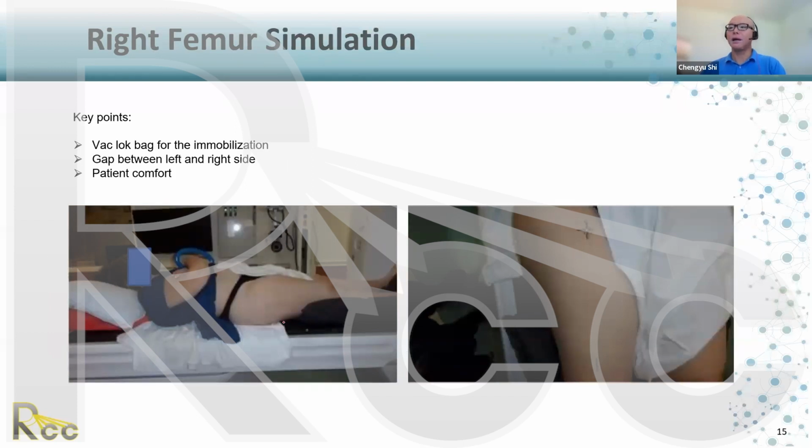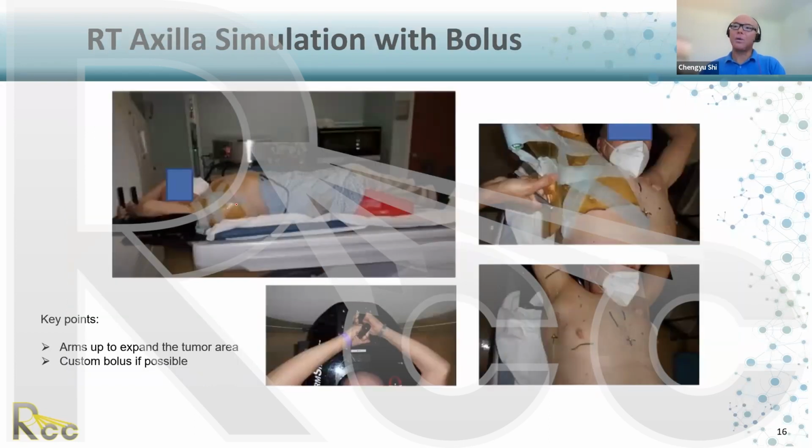Again, for the femur simulation, the patient is in pain, so make sure you immobilize the legs and the upper body. Same thing, patient comfort is first. Axilla, we give an example, axilla simulation with bolus. That definitely helps for planning and makes sure the bolus is in the same location and the same size. But if you forgot it or you don't want to, that's okay. In the Eclipse treatment planning, you can put a uniform bolus, maybe bigger, like that, and you can do it later on. It shouldn't affect things too much.